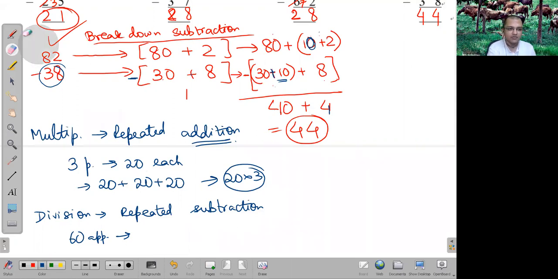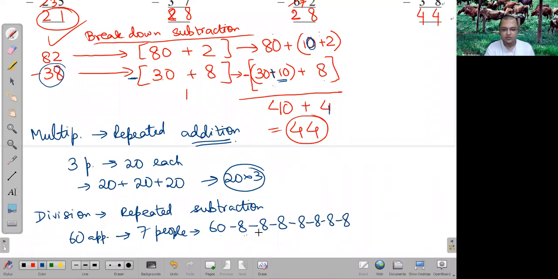If it is not perfect, then you will have some remainder. Say for example, if I divide 60 apples among 7 people, from 60 I can subtract, let's say, 8, and go on subtracting 8. There will be a point where I'll be left with a remainder, and that will be 4. So 60 minus 8 is 52, 52 minus 8 is 44, 44 minus 8 is 36, 36 minus 8 is 28, 28 minus 8 is 20, 20 minus 8 is 12, 12 minus 8 is 4. That is what is called the remainder.